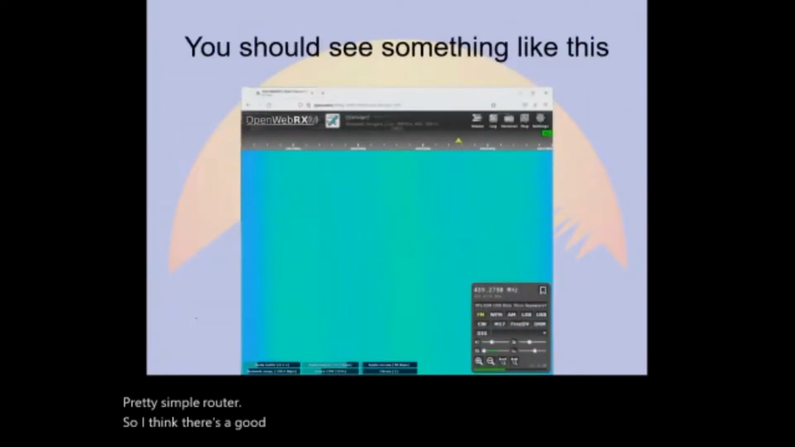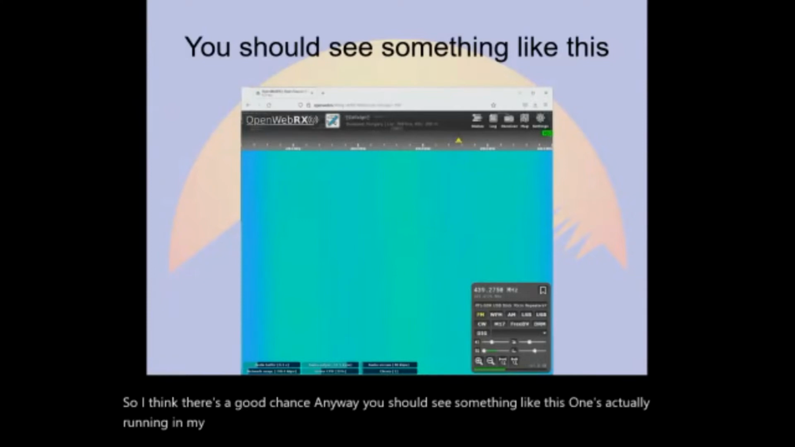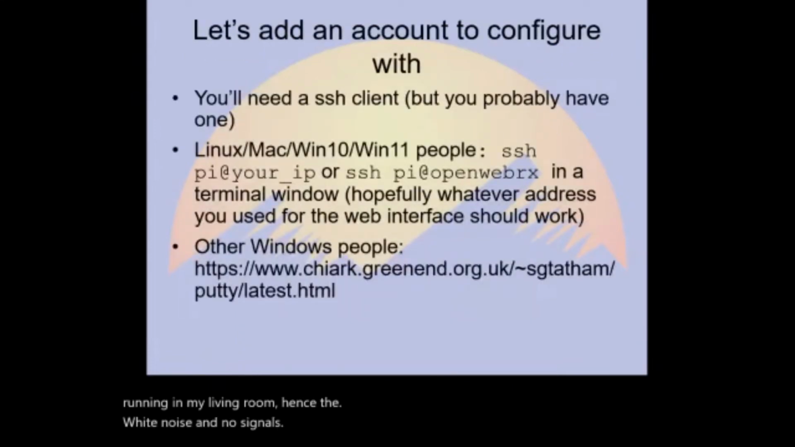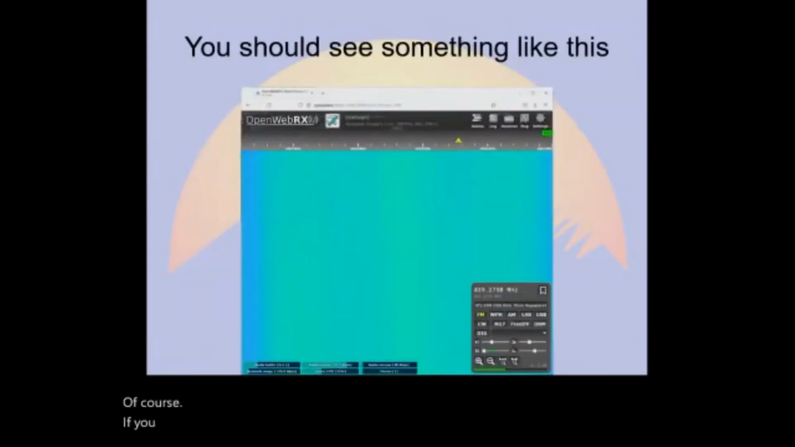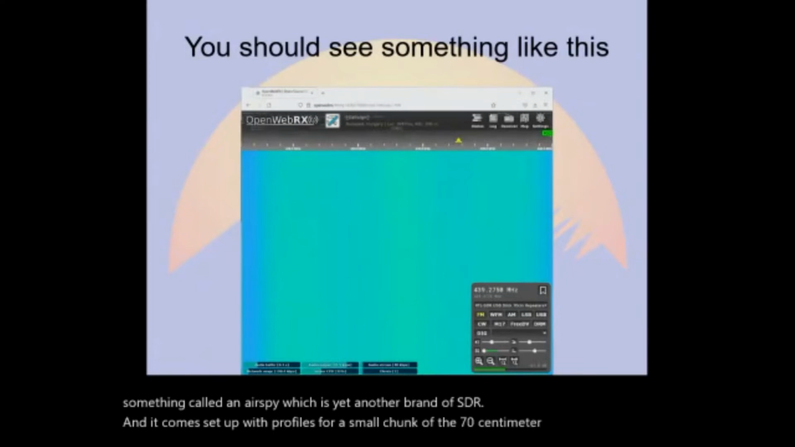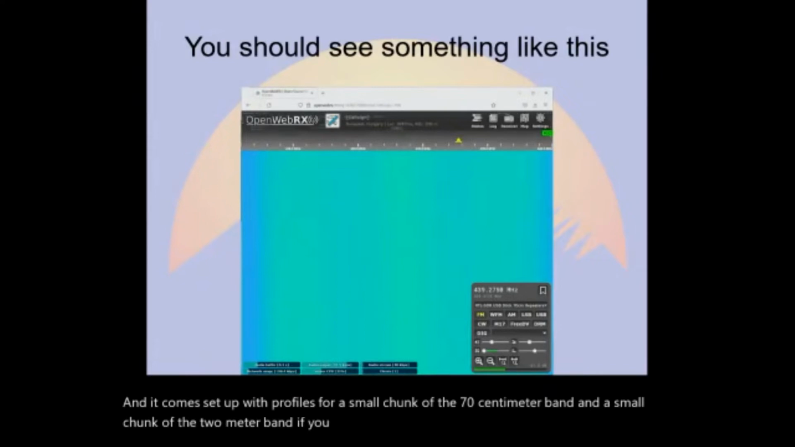Anyway, you should see something like this. This one's actually running in my living room, hence the white noise and no signals. Of course, if you want to change any settings at all, and this comes pre-set up for an RTL SDR or something called an AirSpy, which is yet another brand of SDR. And it comes set up with profiles for a small chunk of the 70 centimeter band and a small chunk of the 2 meter band. If you want anything else, you have to configure it.